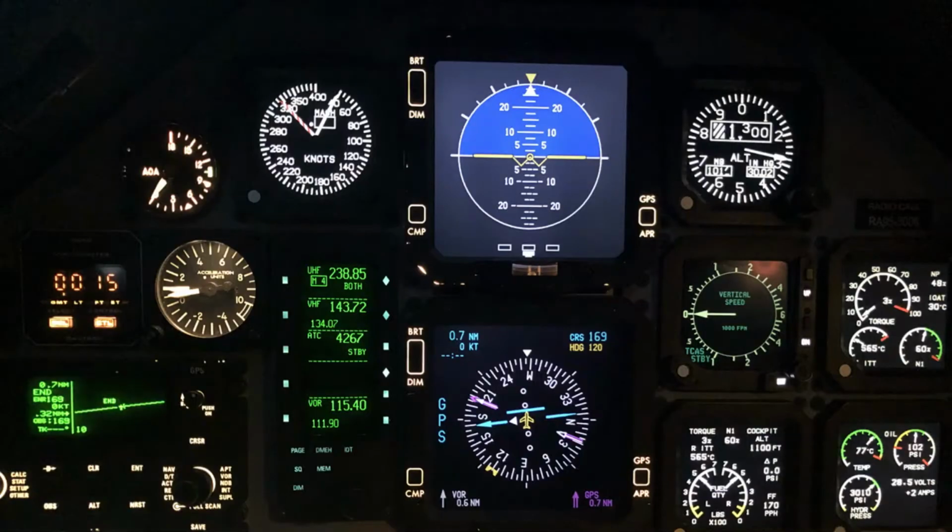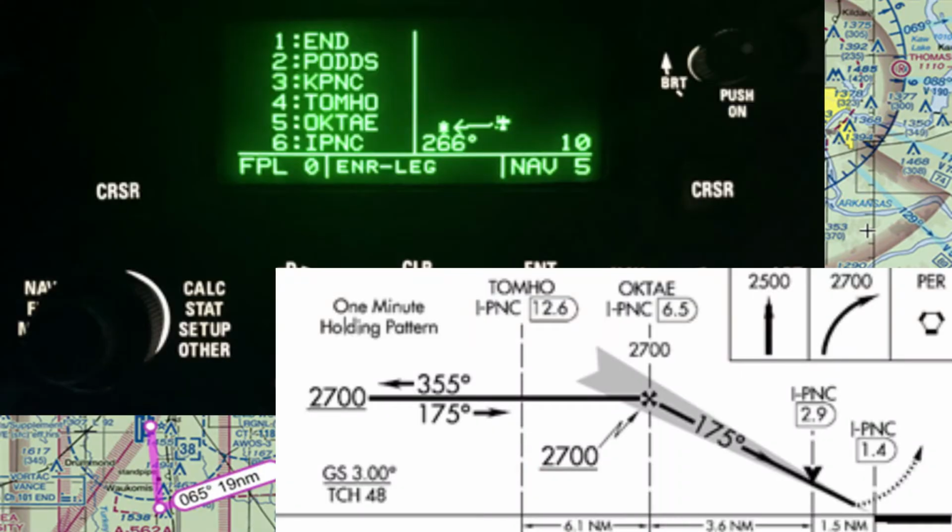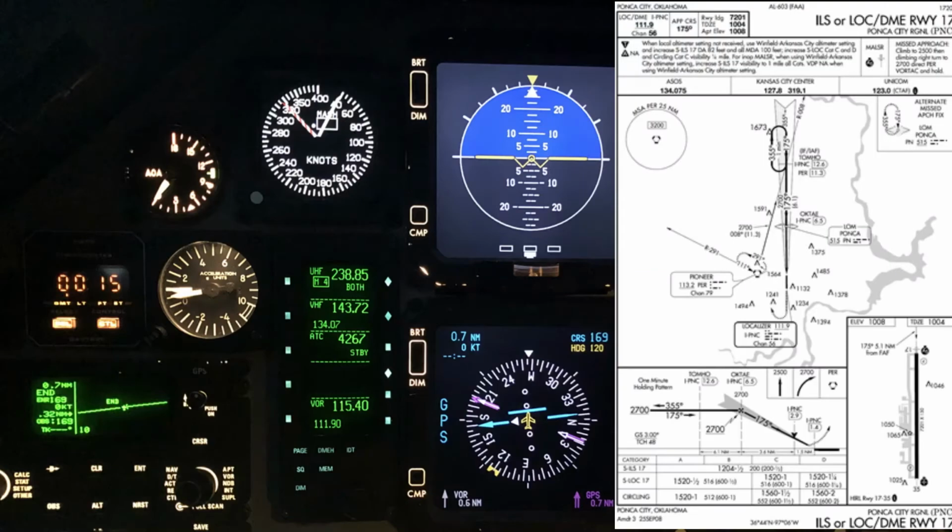During ground ops, set up the GPS and RMU with all the points and frequencies that you will need. In the GPS, notice the route to the NTA and ILS points are loaded. In the VHF, the Ponca City ASOS and localizer frequencies are in standby.